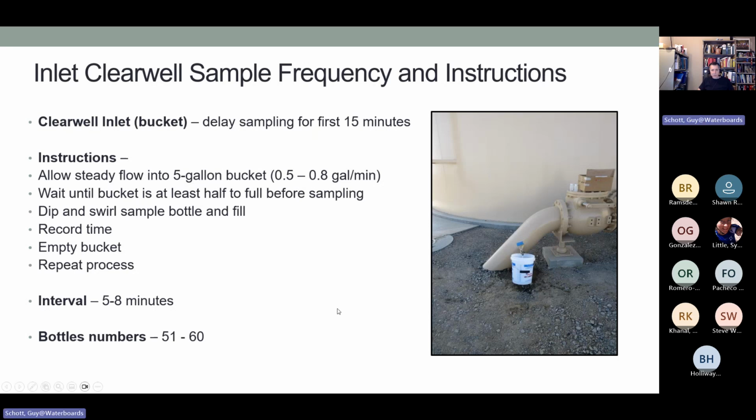The reason we do the bucket is in case the tracer's not completely mixed in this line. By running into the bucket, we'll get an average of what the dose is over a period of 5 minutes or so.